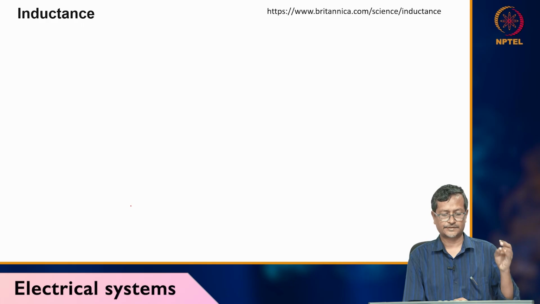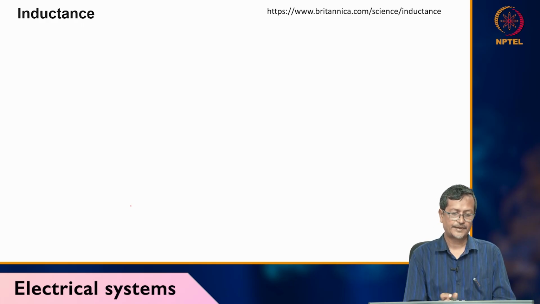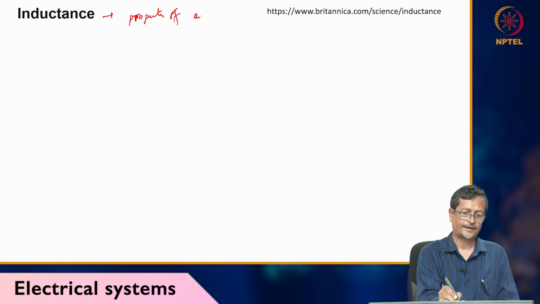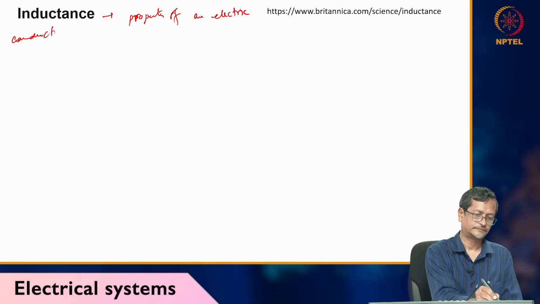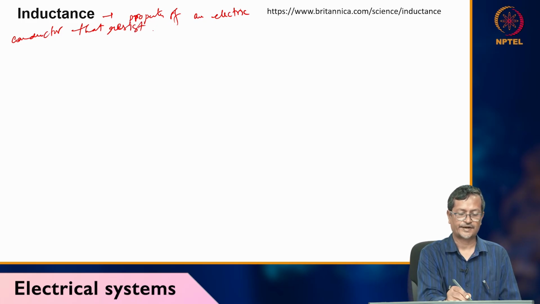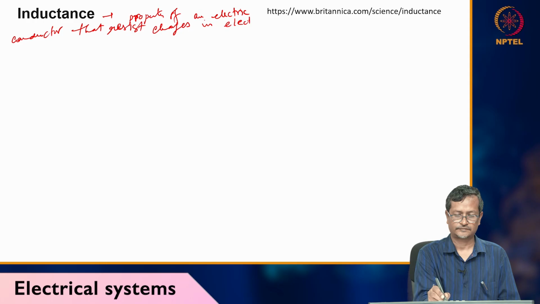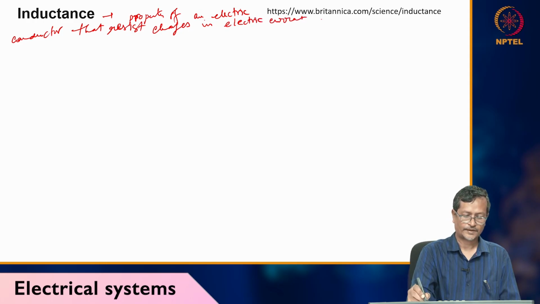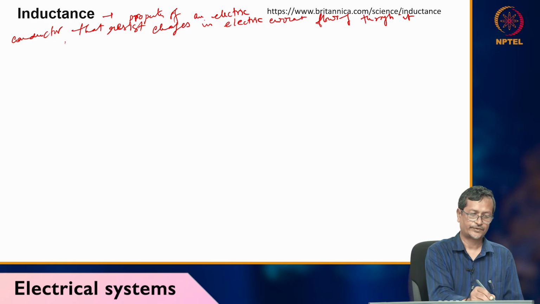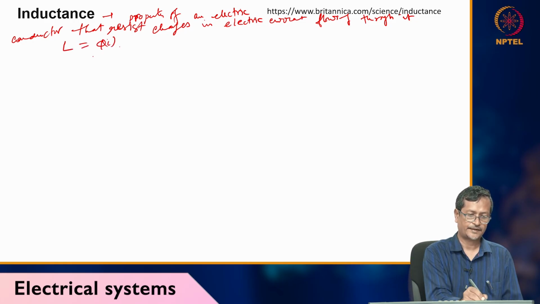So inductance. You have learned all these terms, and inductance and some other terms you have to remember. Inductance is a property of an electric conductor that resists changes in electric current flowing through it. So inductance L equals phi I divided by I.